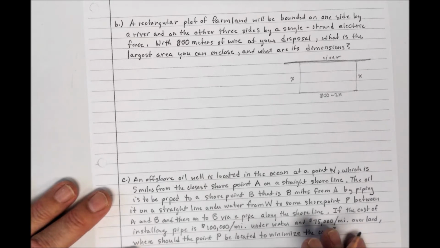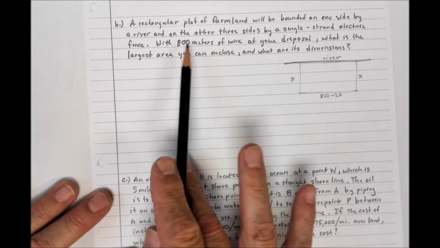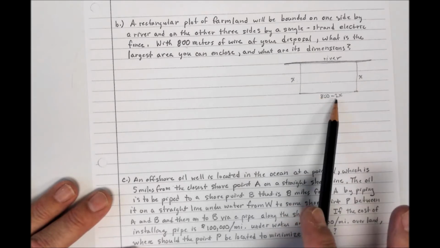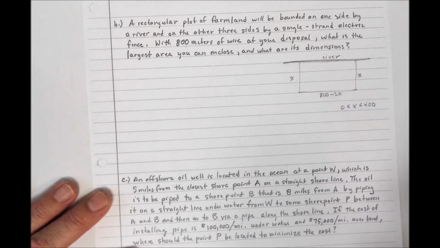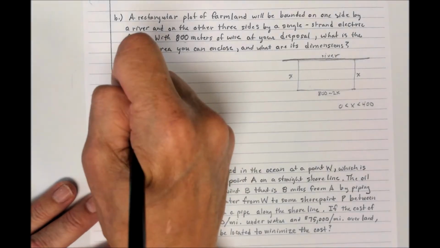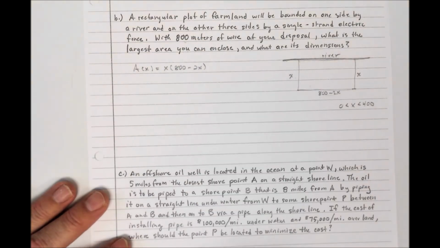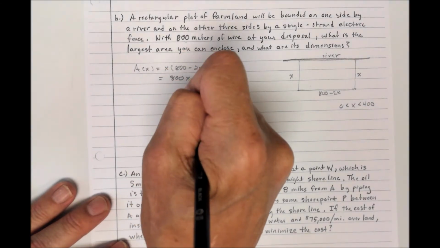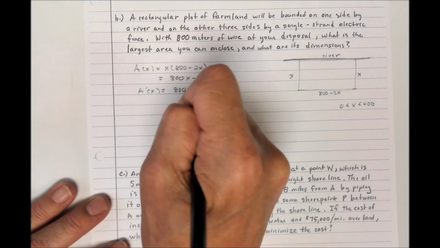Now, do we have any restrictions on what X can be? Well, these 2 sides here, it can't be more than 400 or equal to 400, because then you wouldn't have a side here on this side. So X has got to be positive, but at the same time it has to be less than 400. All right, so now I'm going to find the area as X times 800 minus 2X being my function. That's my primary function. So this is going to be 800X minus 2X squared, and A prime of X is going to be 800 minus 4X.